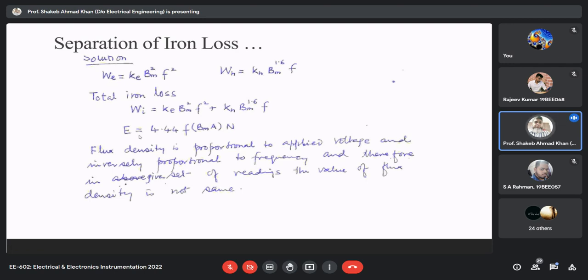Is the point understood? What is the meaning of this? Because the E by F ratio is directly proportional to the flux density. So if you are keeping the E by F ratio constant, this means you are keeping flux density constant. Is it fine to all of you?